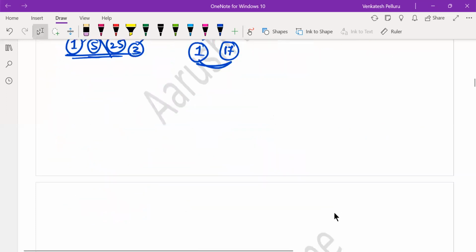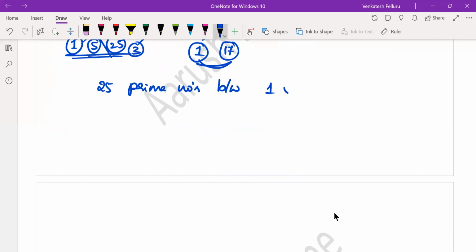Now I'll just write down a list of prime numbers. How many prime numbers are there? There are 25 prime numbers between 1 and 100. So up to 100 you have to know the prime numbers. I'll just write down the list. You have to mug them up.